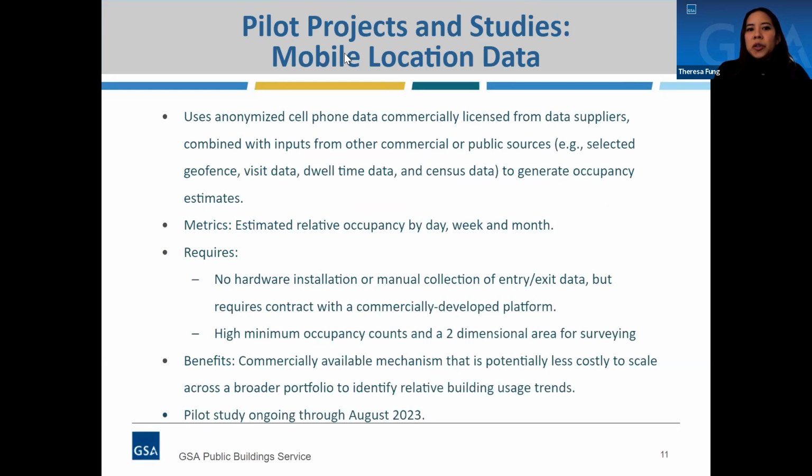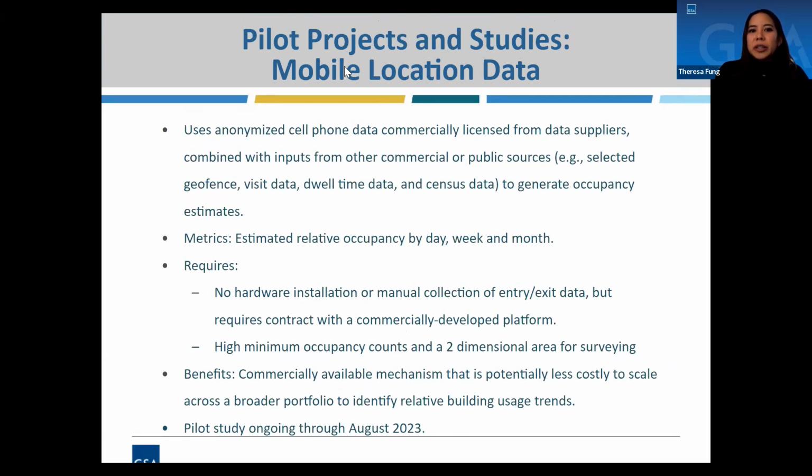We recently started piloting the use of mobile location data, which is anonymized cell phone data that's commercially licensed from data suppliers. And there are companies out there that combine that licensed data from the suppliers with other inputs from commercial or public sources. And with that information, they generate an estimate of the occupancy at a specific GPS or geofenced location. And it can give you the estimated occupancy or relative density of a space for a specific day, week, or month.